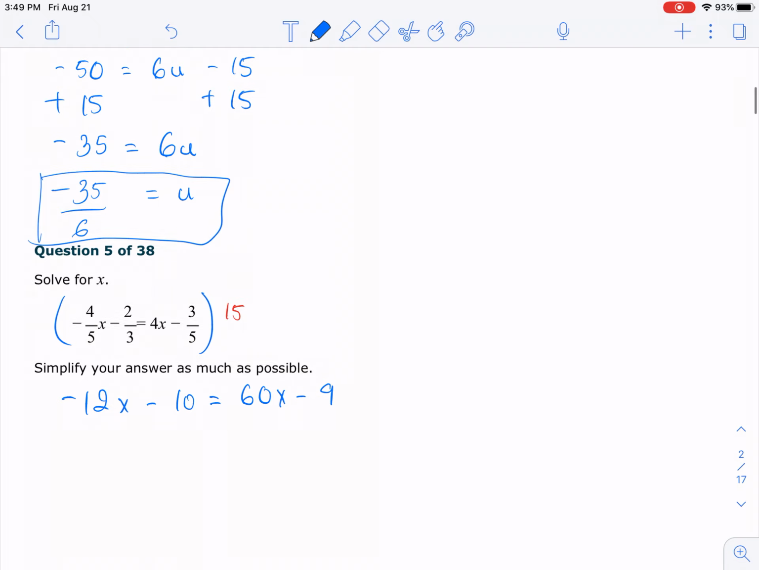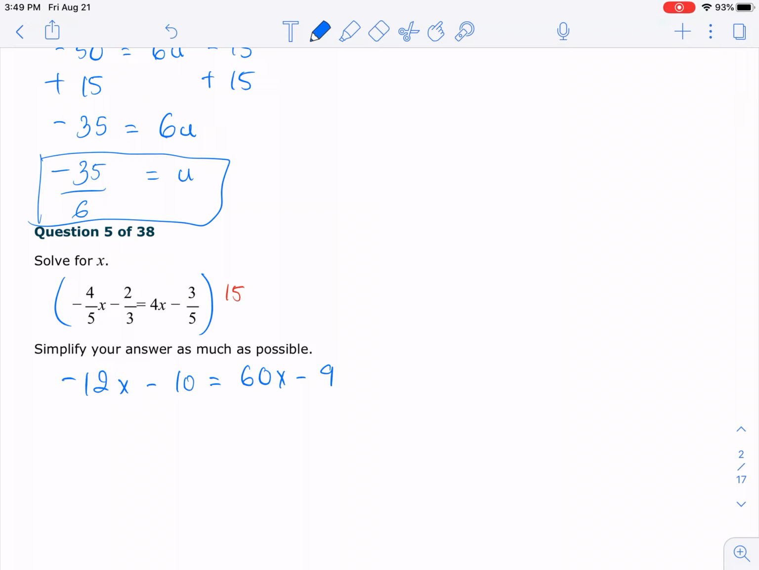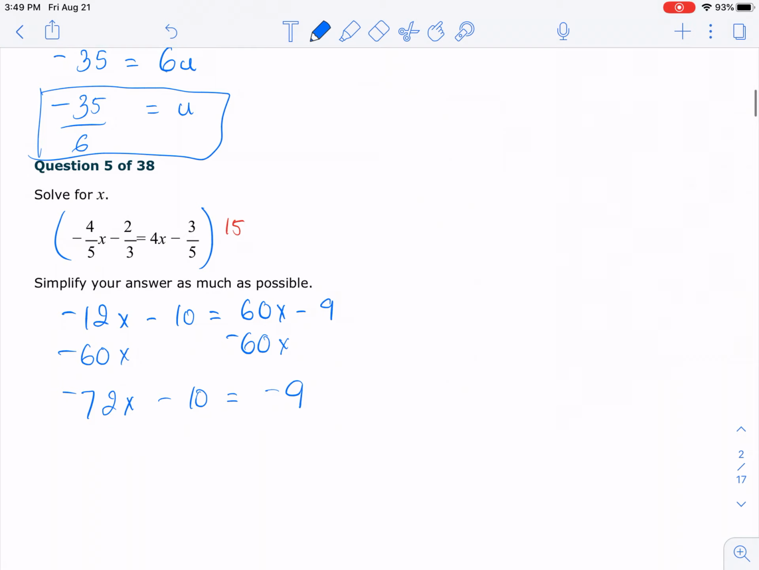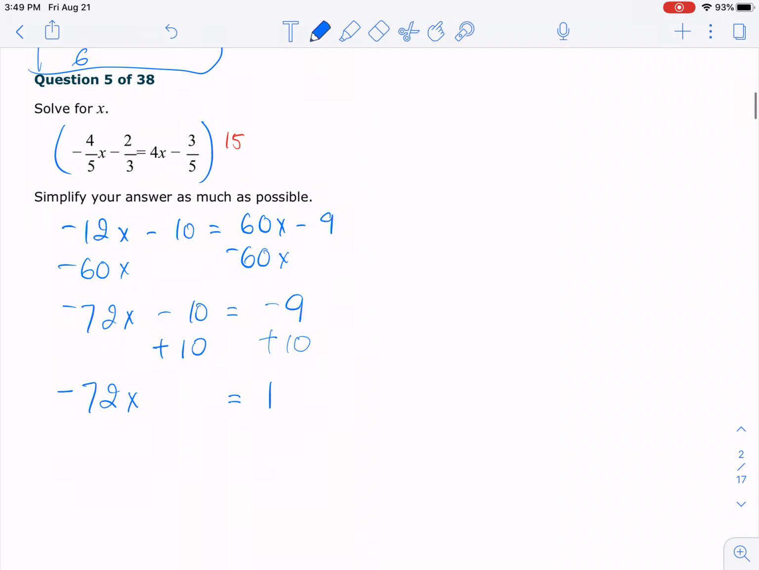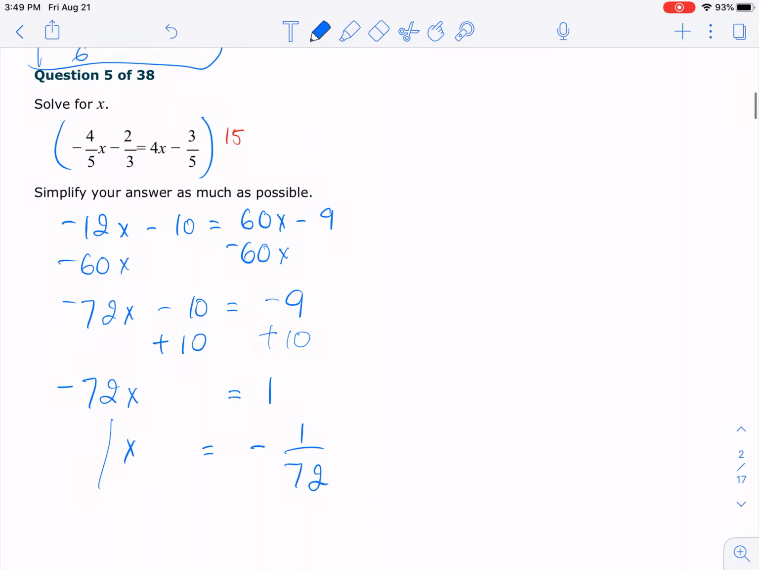Nine. All right, so what we have is minus 60, negative 72x minus 10 equals negative 9. So I'm going to add 10. So we ended up with negative 72x equals 1. So we ended up with 1 divided by negative 72, so negative 1 over 72. Don't forget to simplify your solution.